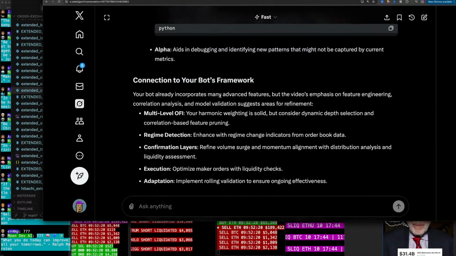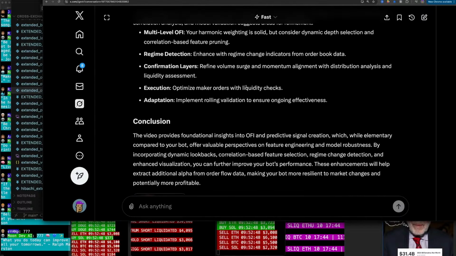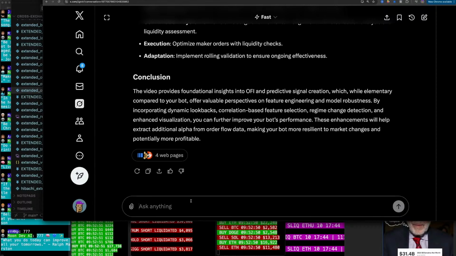Visualization and debugging. Connection to your bot's frameworks. Your bot already incorporates many advanced features, but the video's emphasis on feature engineering, correlation analysis, and model validation suggests areas of refinement. Multi-level OFI: your harmonic weighting is solid, but consider dynamic depth selection and correlation-based feature pruning. Regime detection: enhanced with regime change indicators from order book data. Confirmation layers. Execution. Okay, we do have a good maker strategy here.